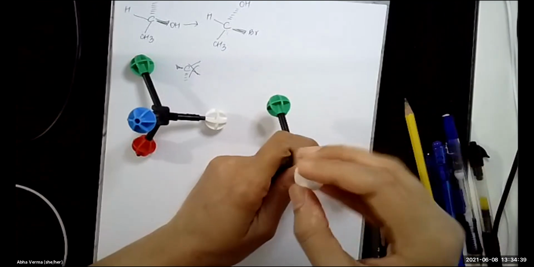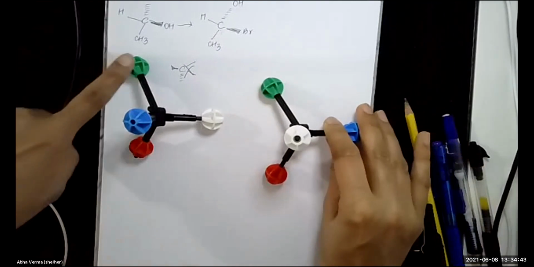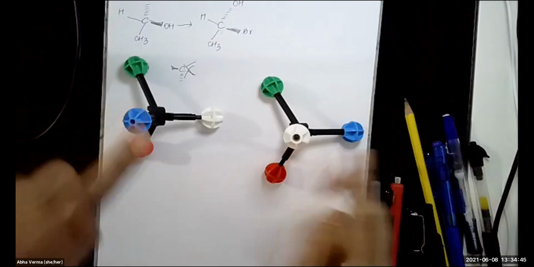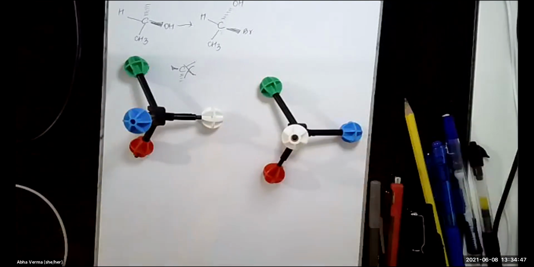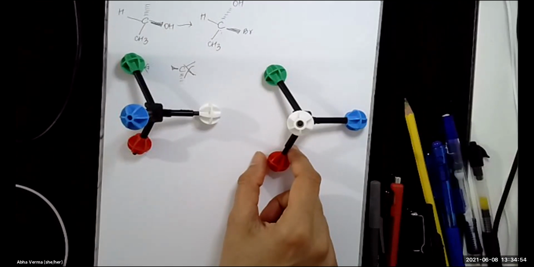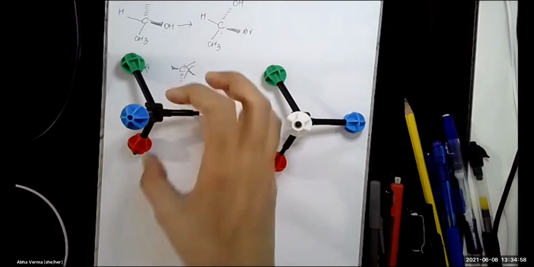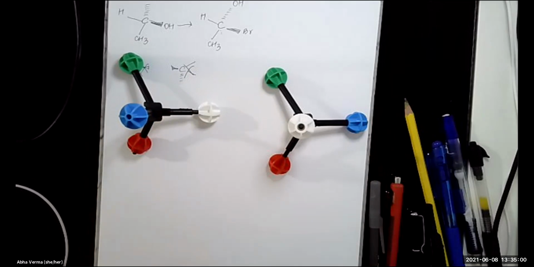I kept the location of all the others exactly the same. So green is where it was, red is where it was, but I switched these two. This is how I create a stereoisomer. So three-dimensionally, the arrangement of the groups around the central carbon will be different. Okay.